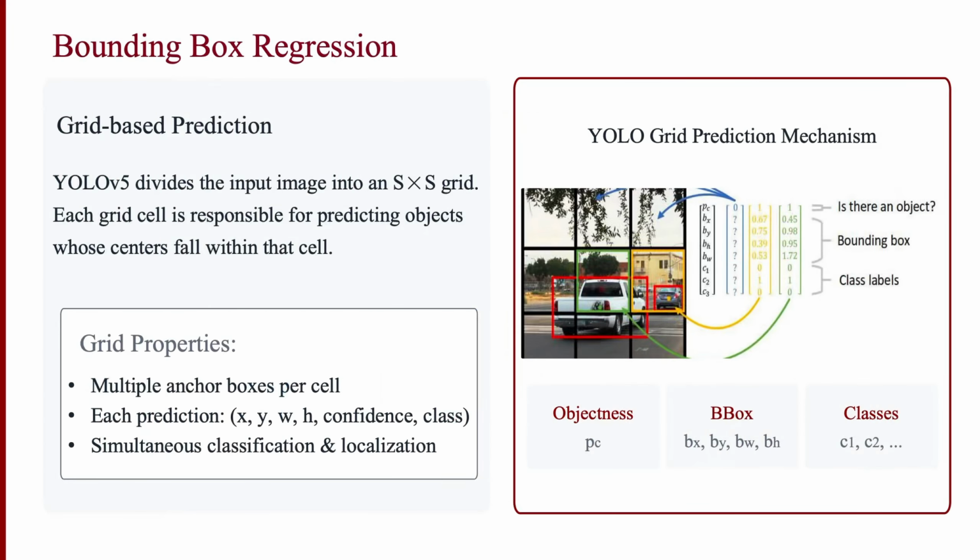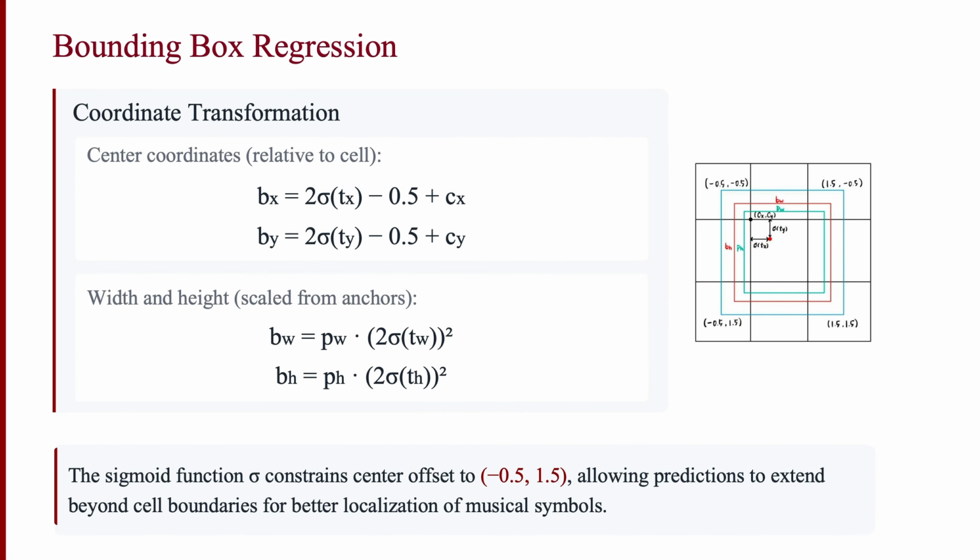YOLOv5 divides the image into an S by S grid, like a chessboard on top of the score. Each grid cell is responsible for detecting any symbol whose center falls inside it. If a note center lands in your cell, you have to predict a bounding box around it, plus its class, quarter note, flat, whatever. And all of this happens in one shot. No second chance, no looking back. Just one clean output.